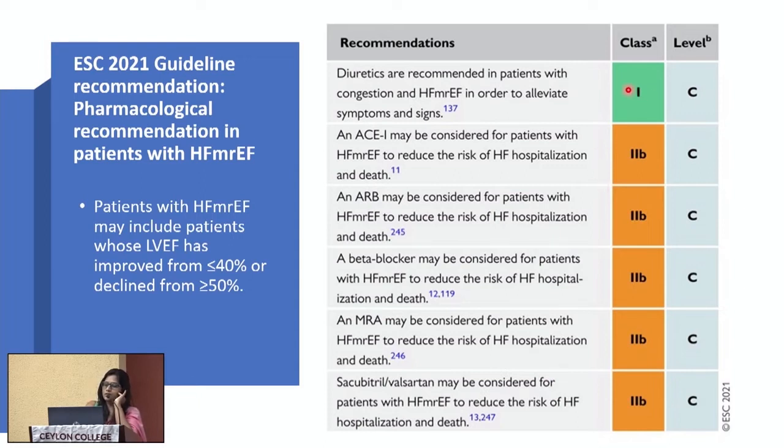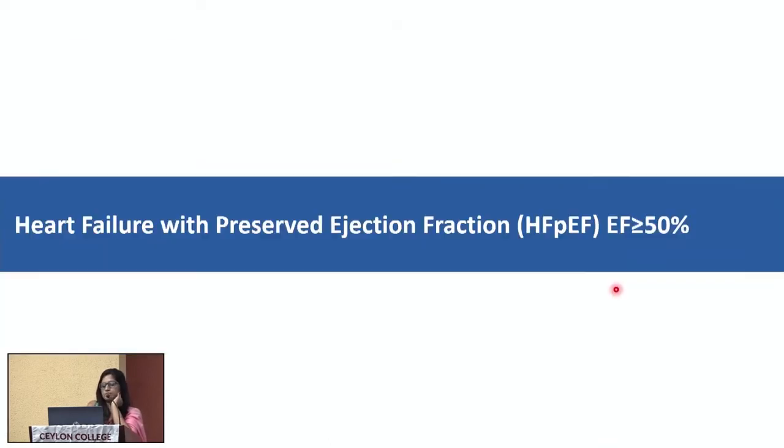So the class 1 indication is diuretics. They are recommended in patients with congestion in order to alleviate the symptoms and signs. All the ACE inhibitors, ARBs, beta blockers, mineralocorticoid receptor antagonists, as well as sacubitril valsartan, come under class 2B indications. Now we'll move into heart failure with preserved ejection fraction.